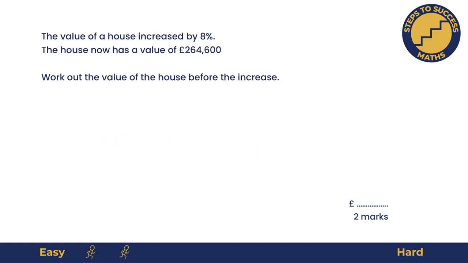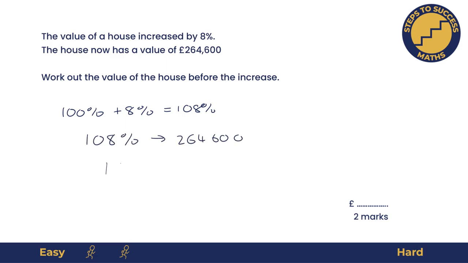The value of a house has increased by 8%. The house now has a value of £264,600. Work out the value of the house before the increase. So the house starts at 100%. It goes up by 8%. That's 108%. And that's worth this £264,600. Now use this to answer the question.